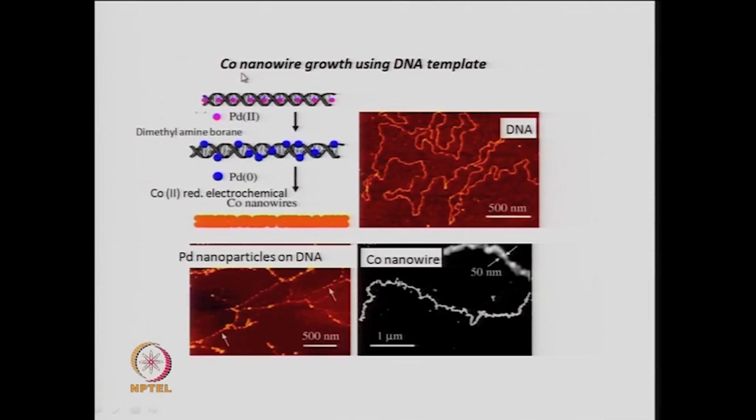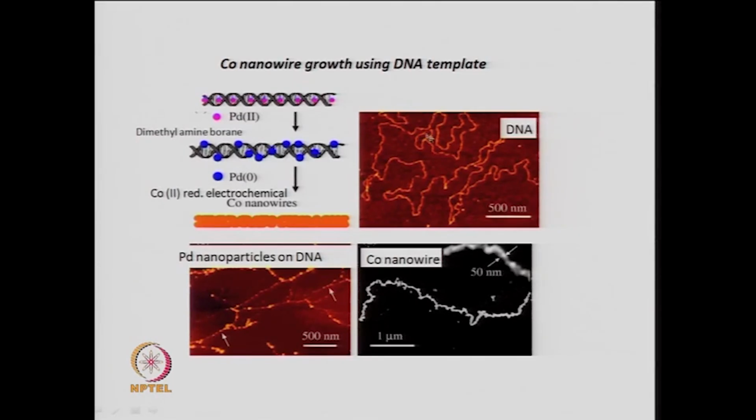because your ultimate aim is to make cobalt nanowires on the DNA template, and since you cannot make them directly, you are using palladium catalyst to deposit cobalt nanowires. So, once palladium metal is deposited on top of the DNA double helix, then you add the cobalt 2 solution, and then you reduce it electrochemically to finally get the cobalt nanowires. So, these cobalt nanowires are actually formed on the double helix of DNA using palladium 0 as the catalyst.